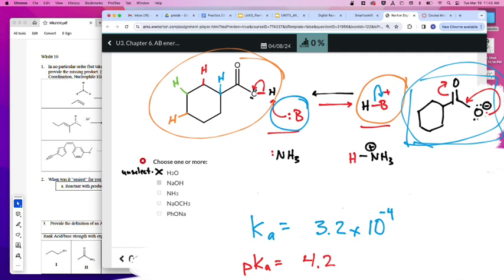Okay. So we could look up the pKa for that, and we'll find the pKa for that is 10. So we now have two pKa's. What does that mean for us? What does it mean to have a pKa of 10 versus, I'm just going to write it as 4?